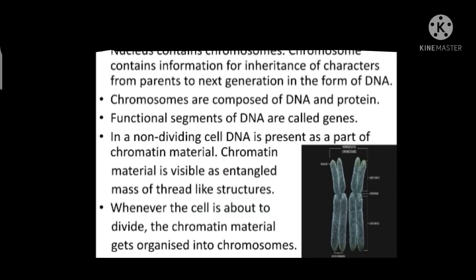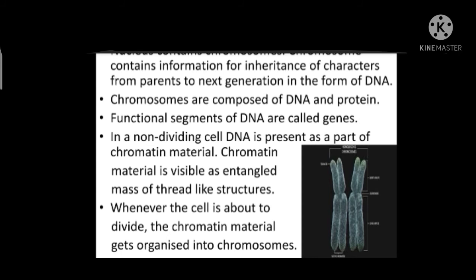Nucleus contains chromosomes. So where the chromosomes are present, they are present inside the nucleus. So what is this chromosome? These are rod-like structures which can be seen inside the cell when the cell is about to divide. When a cell is going to divide, we can see some rod-shaped structures in the nucleoplasm or inside the nucleus, and these are said to be the chromosomes.